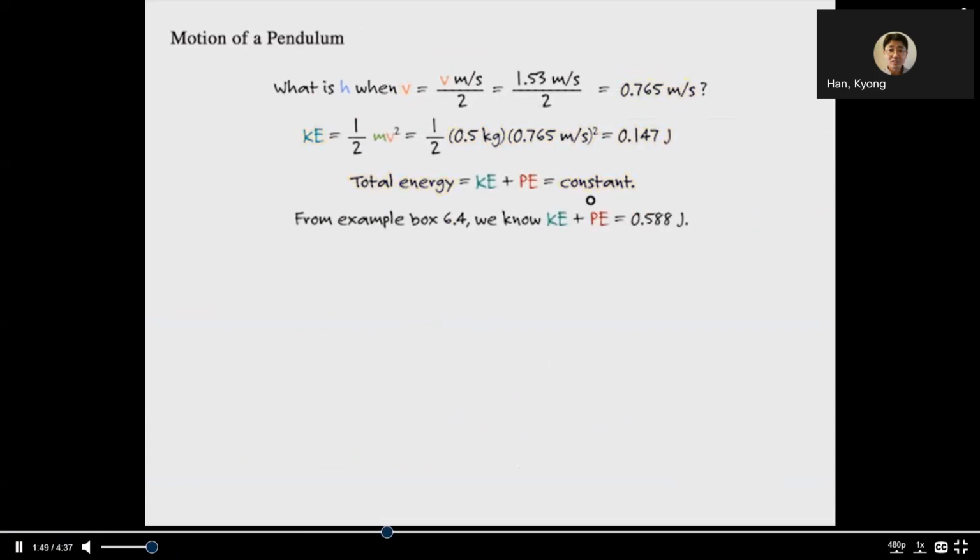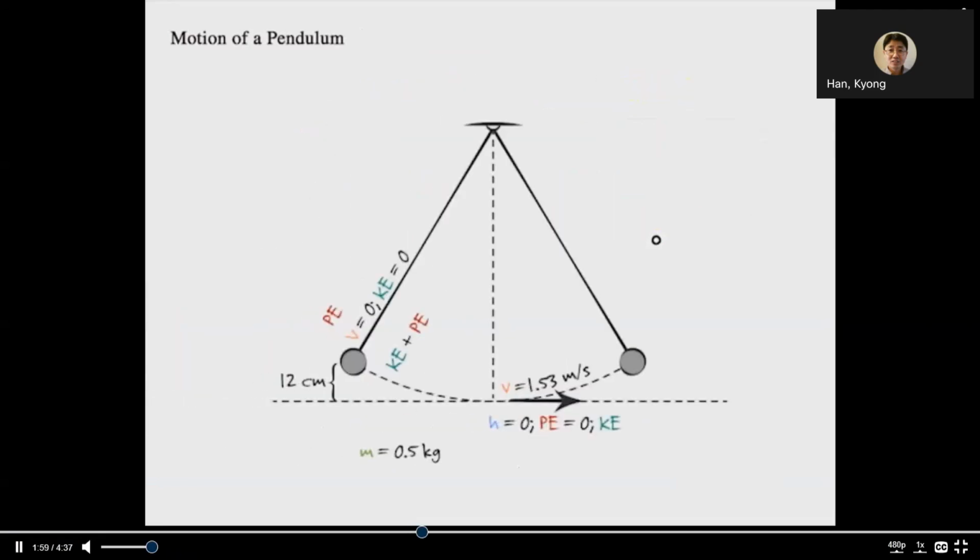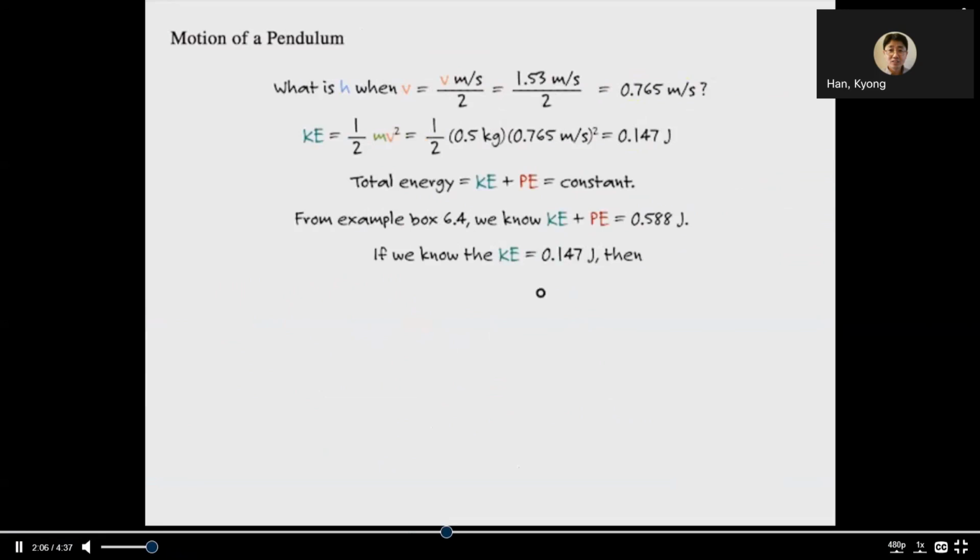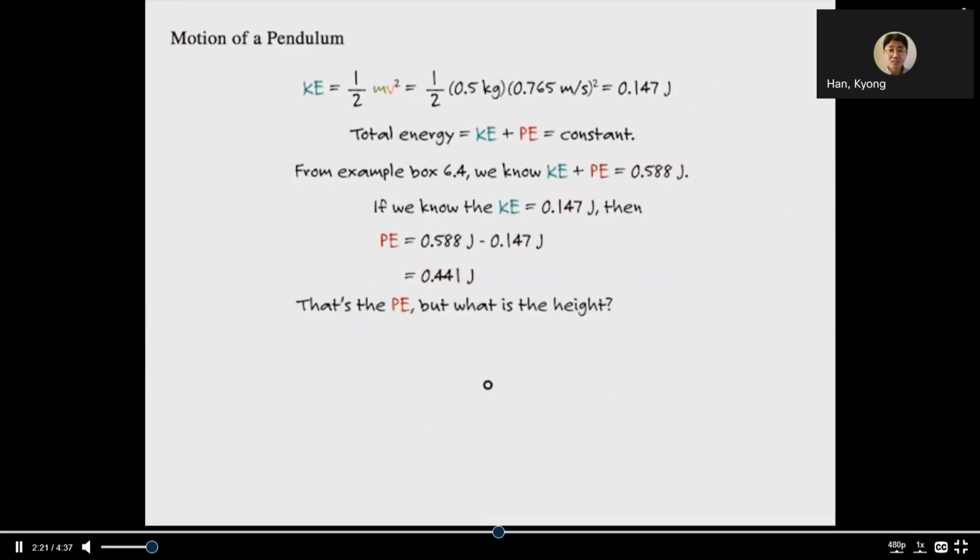In example box 6.4, we found that our kinetic energy plus potential energy was 0.588 joules. So, at any point in the swing, the sum of kinetic plus potential energy must equal 0.588 joules. If we know the kinetic energy is 0.147 joules, then our potential energy is just our total energy minus our kinetic energy, and we get 0.441 joules. That's the potential energy, but the question is, what is the height?